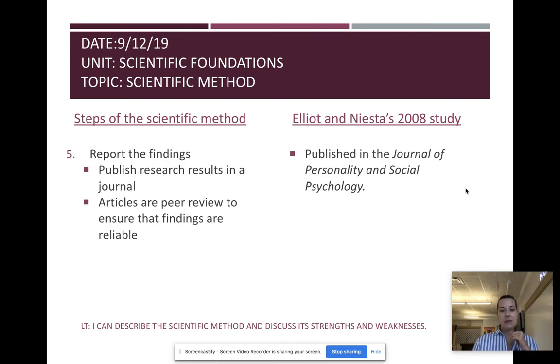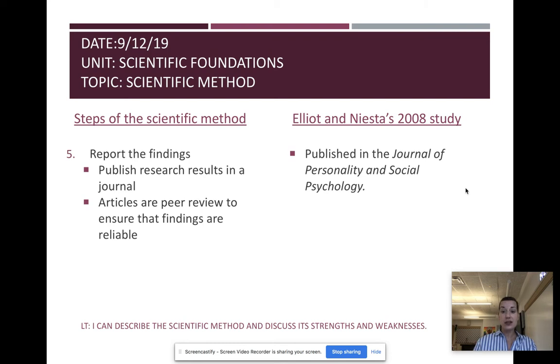The last step of the scientific method is to report your findings. So that's usually publishing your research results in some type of journal, publication, newspaper, whatever. Sometimes that can also be giving a talk, but really when we're talking about the sciences and experimenting, publishing is a thing that you pretty much have to do. So that's the most common way you're going to see people's results.